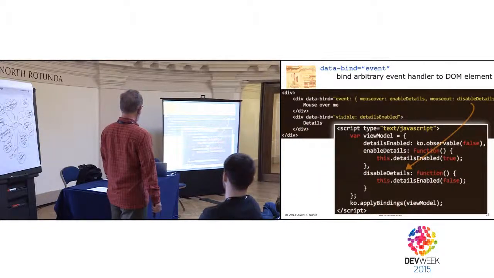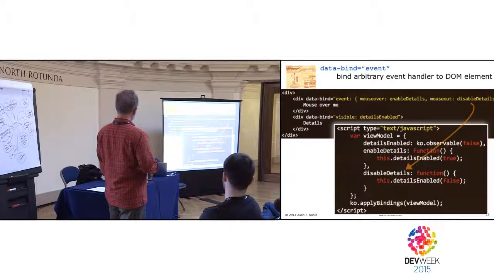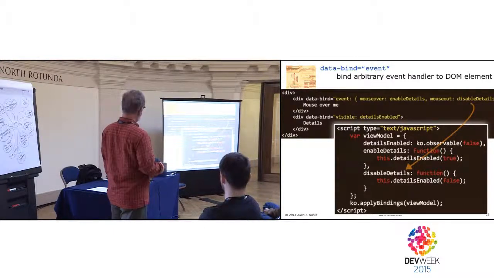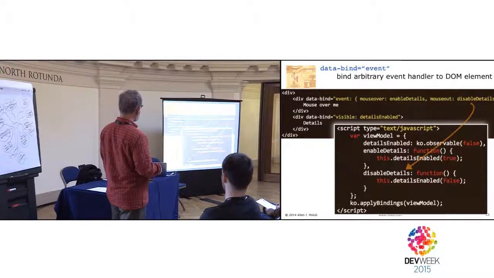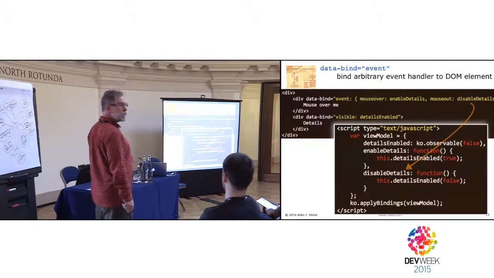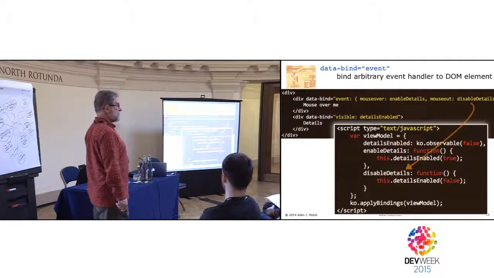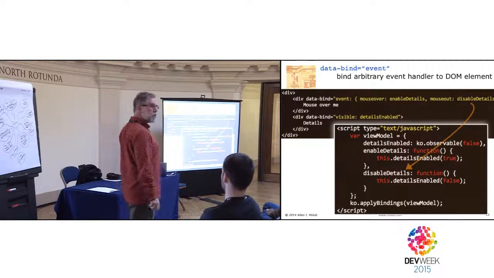And we can also do event-level data binding. Here, I have a div, and I have a data bind at the event level. I'm binding the mouse over event to enable details and the mouse out event to disable details. Down here inside my view model, I'm providing the enable details and disable details methods that are going to be bound up here to the events on the div. Again, this is easy enough to do in JavaScript, but it's more convenient to do it this way. It's certainly cleaner syntactically.